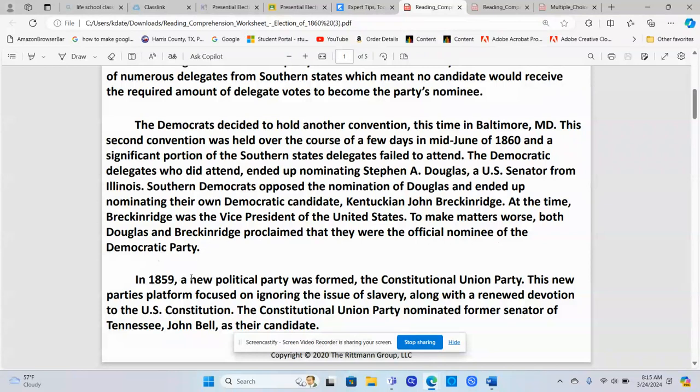In 1859, a new political party was formed, the Constitutional Union Party. This new party's platform focused on ignoring the issues of slavery, along with a renewed devotion to the U.S. Constitution. The Constitutional Union Party nominated former Senator of Tennessee, John Bell, as their candidate.